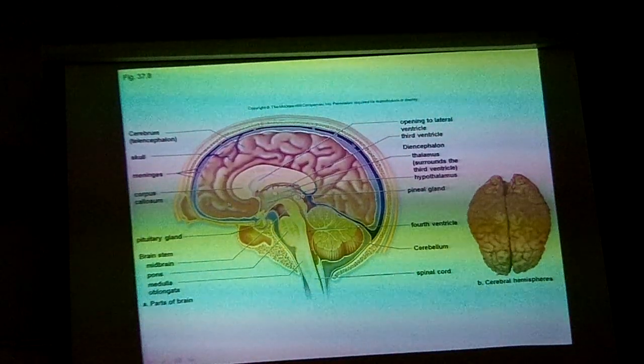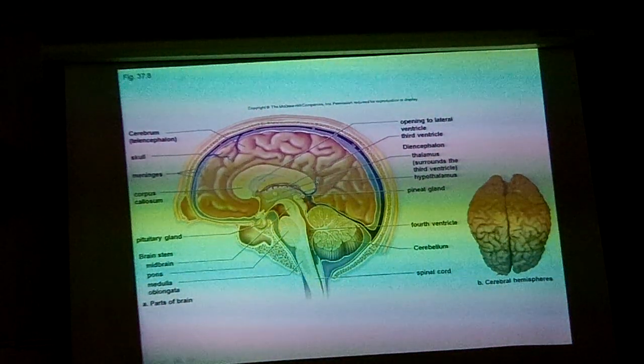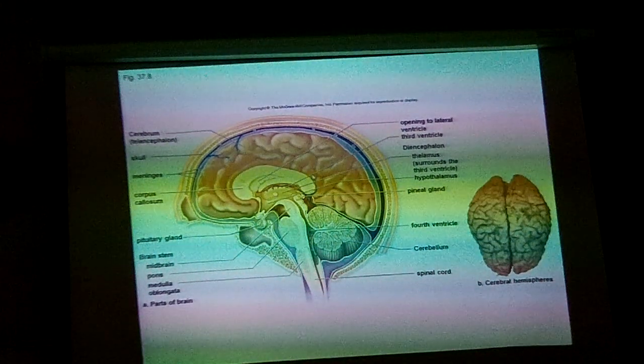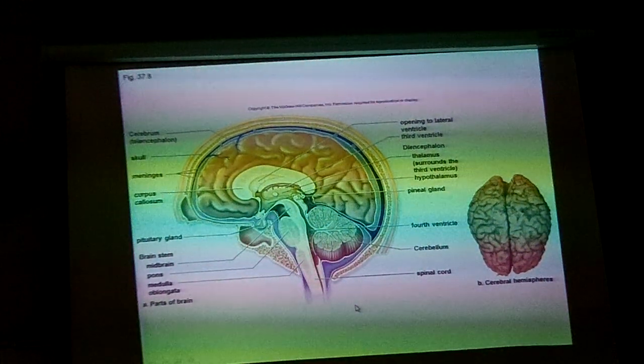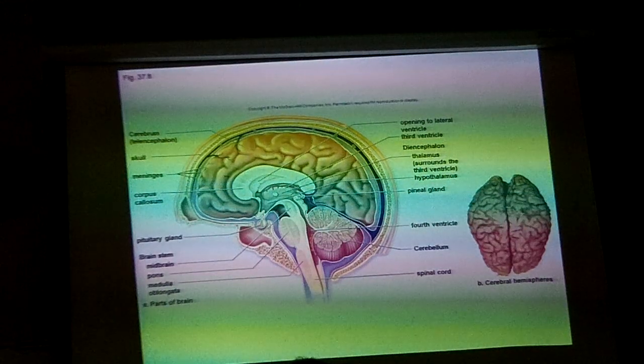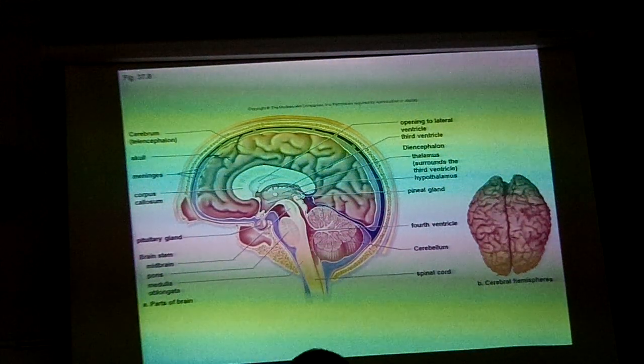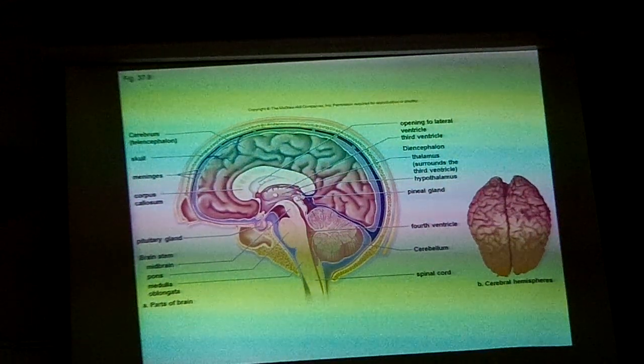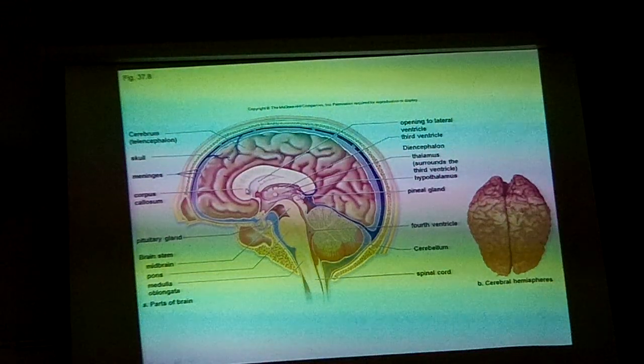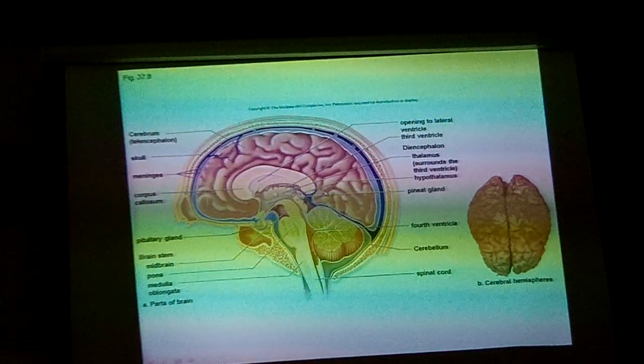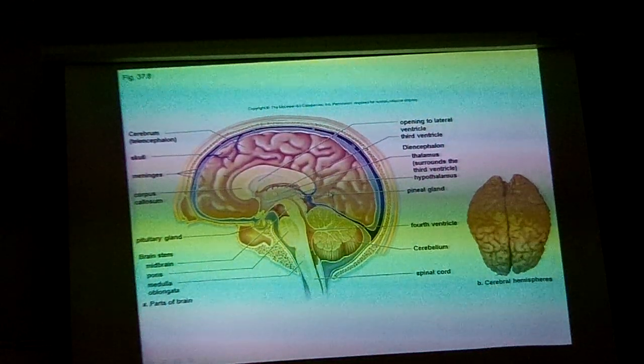This area right here is called the corpus callosum. It connects the two halves of the brain together. So the two halves of the brain can speak to one another, can send signals back and forth through the corpus callosum. Sometimes they'll cut the corpus callosum surgically to keep people from having real bad seizures. And then the two halves of the brain cannot communicate with one another very well.